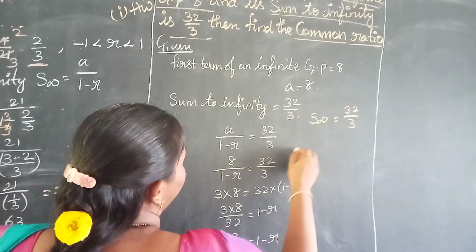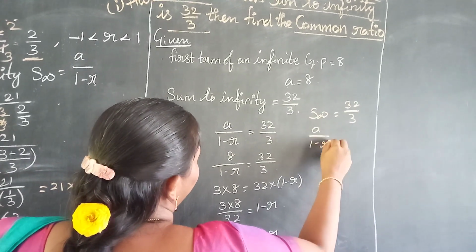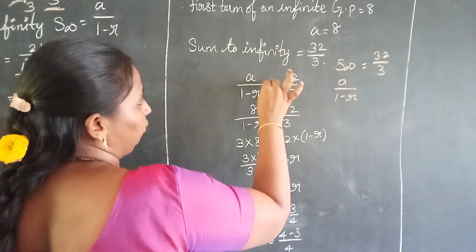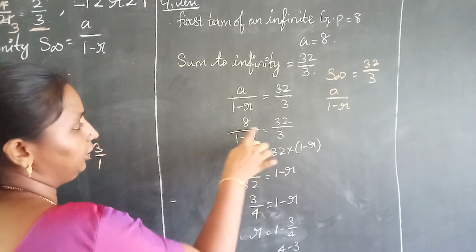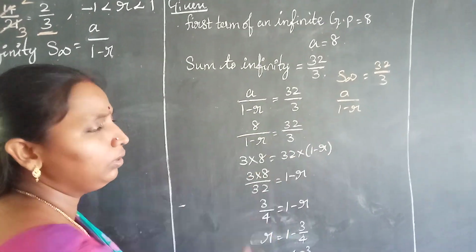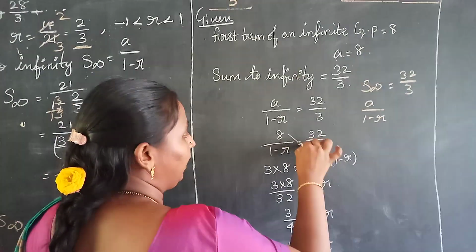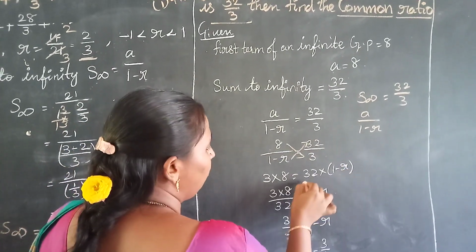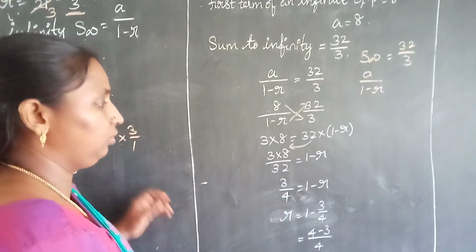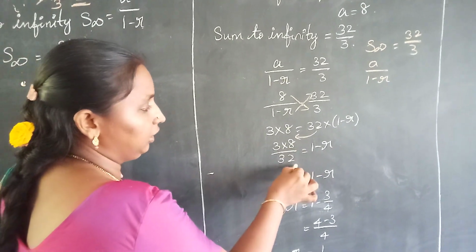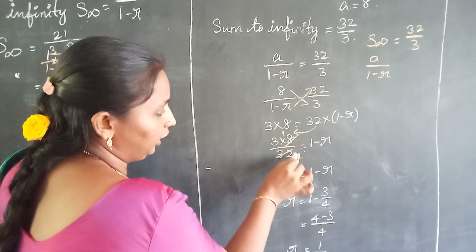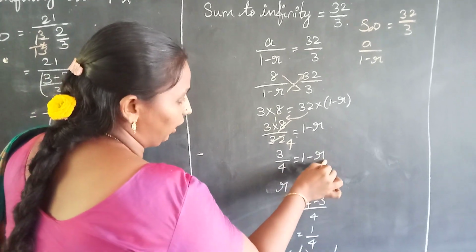What is the formula for this? A by 1 minus R. So substitute: A by 1 minus R equals 32 by 3. A value is 8, so 8 divided by 1 minus R equals 32 by 3. Do the cross multiply: 3 into 8 equals 32 into 1 minus R. Send the 32 to the left-hand side: 3 into 8 by 32 equals 1 minus R. 8 ones are 8, 8 fours are 32, so I get 3 by 4. 3 by 4 equals 1 minus R.